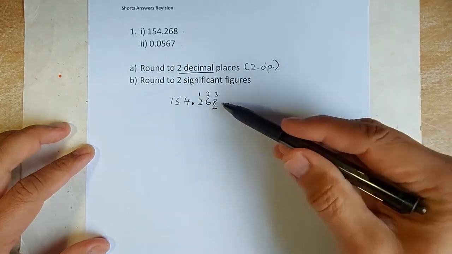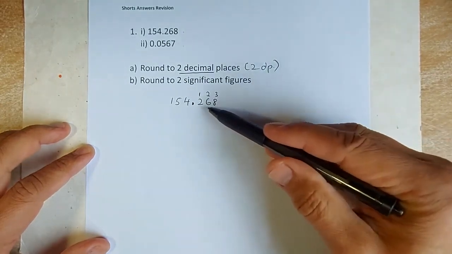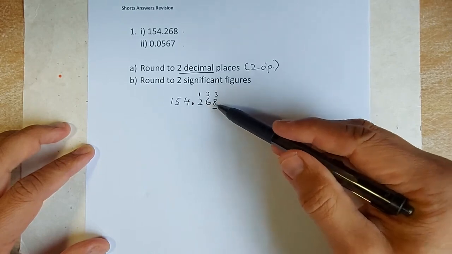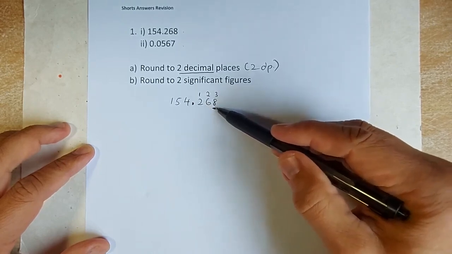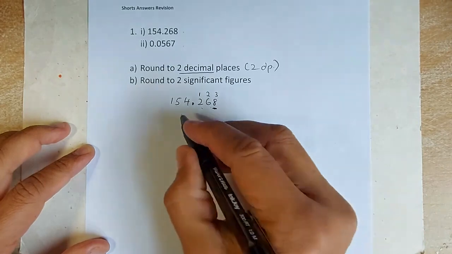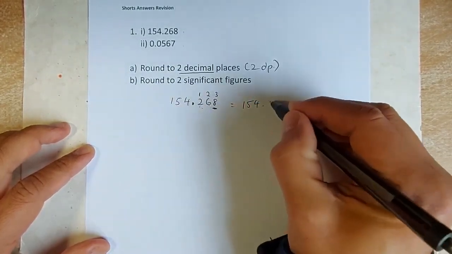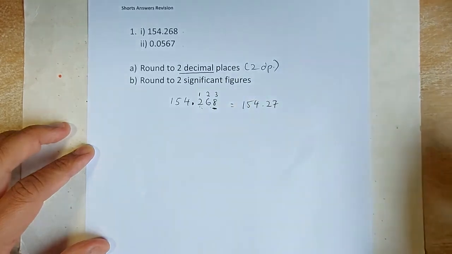If it is 5 or more, you round up the number. If it is less than 5, that number remains the same. So in this case, 8 is more than 5, so 154 remains, and 26 now you round up and it becomes 27. So that will be an easy 1 mark.